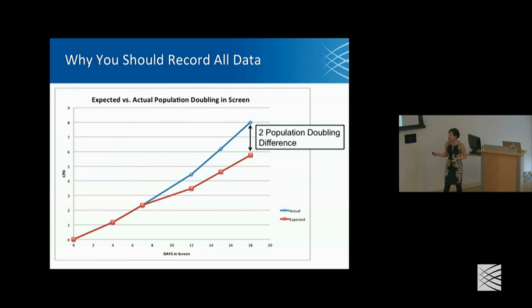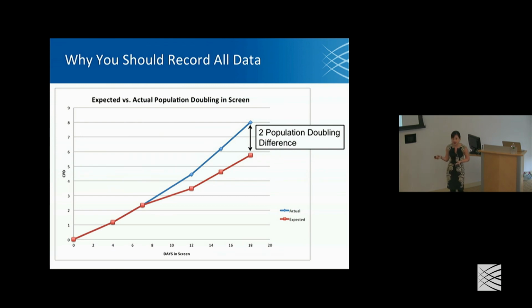In this example here, this is an example of a screen we did in Project Achilles. Here we have days in screening, and here we have the cumulative population doubling. The red line here indicates what we were actually expecting for a growth curve for the cell line. This is a cell line that doubled every 4 to 5 days, so we were expecting a slow growth. When we actually did this in the screen, in the blue line here, you can see that the actual doubling rate increased. And by the end of the screen, we were 2 cumulative population doublings apart. And we were kind of like, that's not what we were expecting.